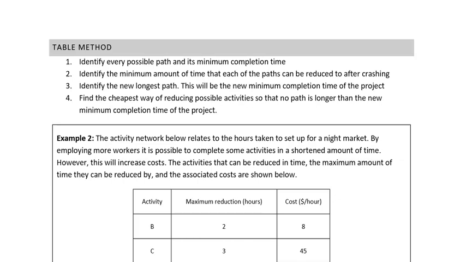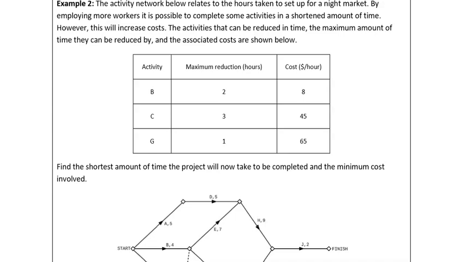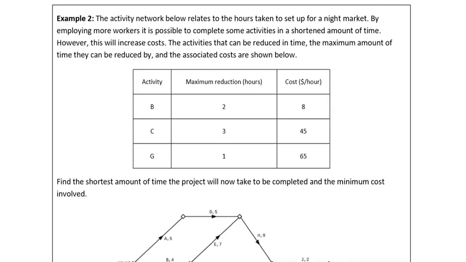So now we're looking at using explicitly the table method to be able to crash with cost and multiple activities. In the example here, we've got an activity network below relating to the number of hours taken to set up for a night market. By employing more workers, it's possible to complete some of the activities in a shortened amount of time. However, this increases costs. So as you can imagine, if I need to employ more workers, it's going to cost me per hour to pay them.